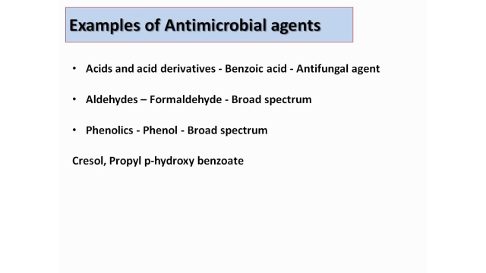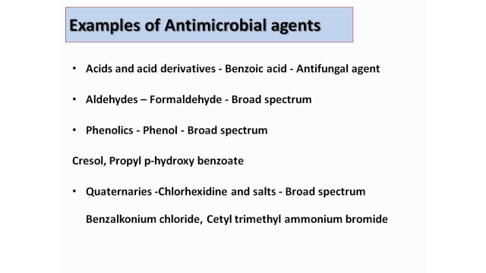Then we have the phenols, also known as phenolics. Phenol itself is a broad spectrum antimicrobial agent. Apart from phenol, we have cresol and propyl p-hydroxybenzoate, also known as PPHB or PHB. Then we have the quaternaries. In the quaternaries, we have chlorhexidine and its salts, right? They act as broad spectrum agents. Apart from chlorhexidine, we have benzalkonium chloride and cetyl trimethyl ammonium bromide. And lastly, we have the mercurials, for example phenyl mercuric acetate.